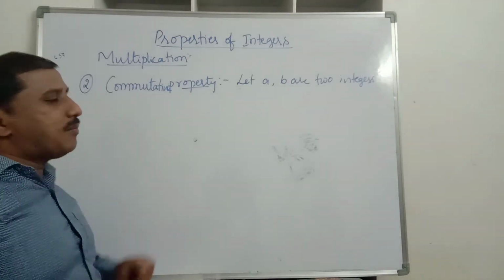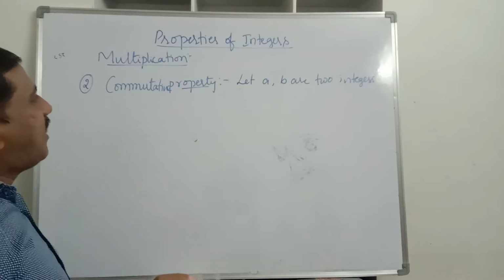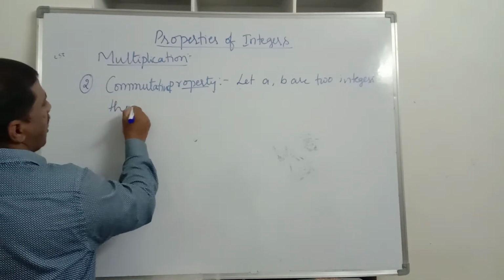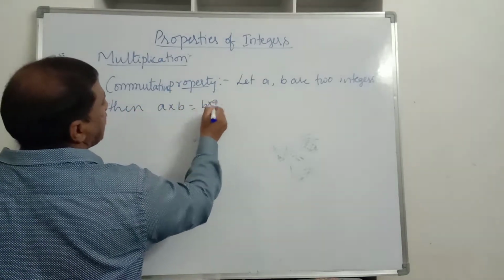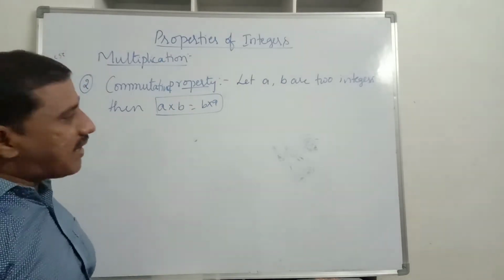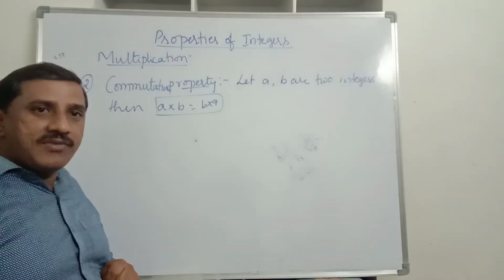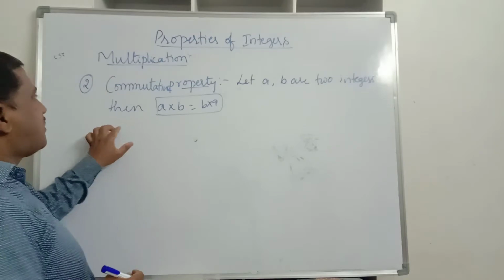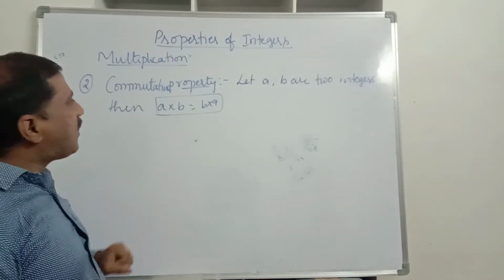Now the second property is the commutative property. What is the commutative property? Let a, b be two integers, then a into b is equal to b into a. That is, if you multiply two integers in any order, their product is the same. That is, a into b is equal to b into a, which is called the commutative property.